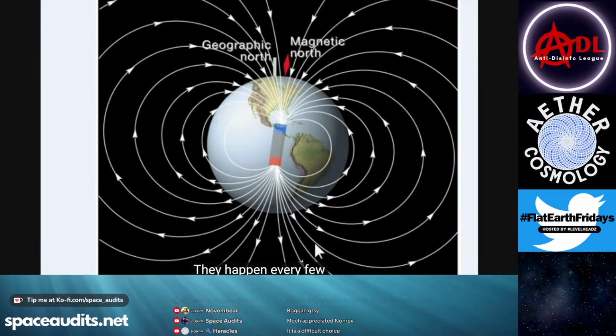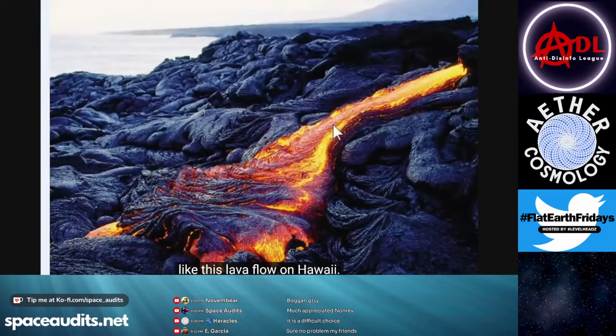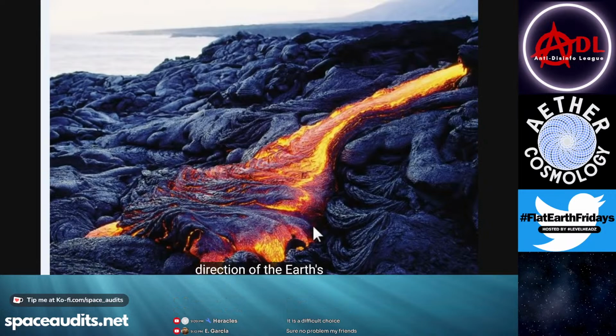Reversals. They happen every few million years. The Earth's magnetic field flips back and forth through time. The reason we know this is that lava flows, like this lava flow on Hawaii, when lava flows out of the Earth, there's little magnetic minerals in the lava, and they line up with the magnetic field at the time and actually preserve, like a tape recorder, the direction of the Earth's magnetic field, whichever way it was pointing, either normal or reversed.